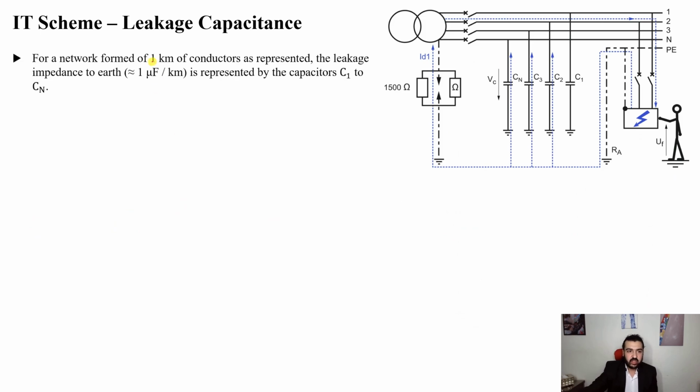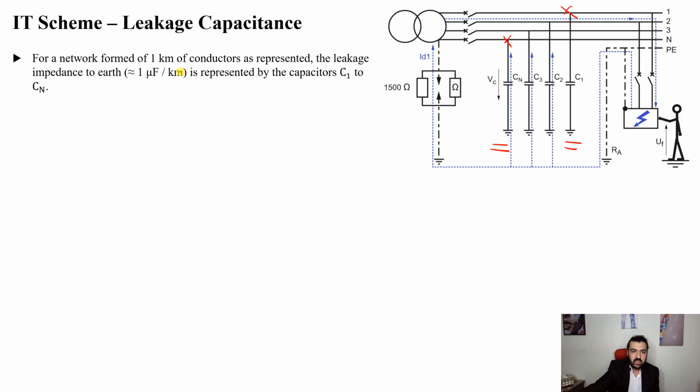As you can see, take a network formed of 1 kilometer of conductors, let's say these conductors, phases and neutral, are 1 kilometer. Now there is a leakage capacitance between each phase and the earth, and neutral and the earth. Now why is this? Because our conductors have an insulation, and this insulation between it and the ground forms a capacitor. This capacitor at short distance is negligible.